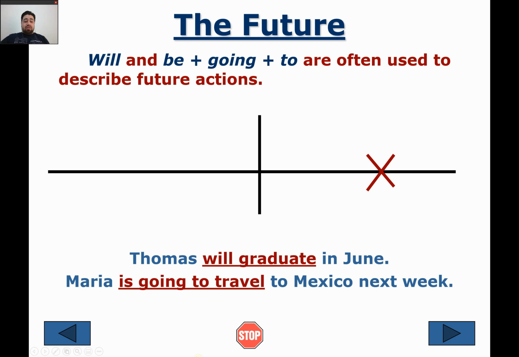All right. However, if you compare that to this one, Maria is going to travel to Mexico. In this structure, be plus going to plus the verb, here there is a plan. All right. So Maria is planning to travel. She has made up her mind. She booked a ticket and she's traveling.